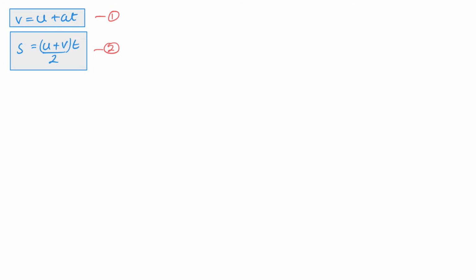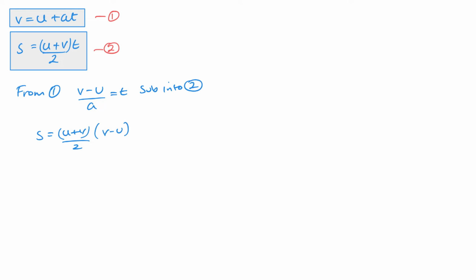So first we're going to work out v squared equals u squared plus 2as. This has no t, so we want to eliminate t. So from 1, we can see we can get v minus u divided by a, and that will be t. So I've just rearranged it and sub into 2. So s equals u plus v over 2 multiplied by v minus u over a.